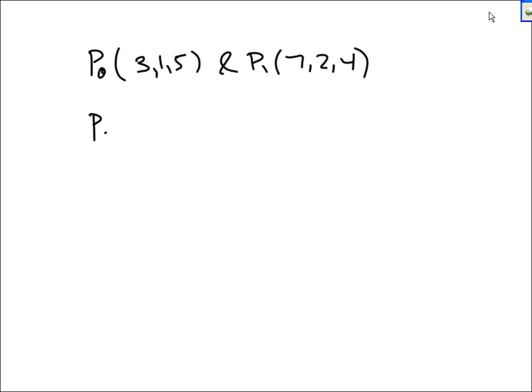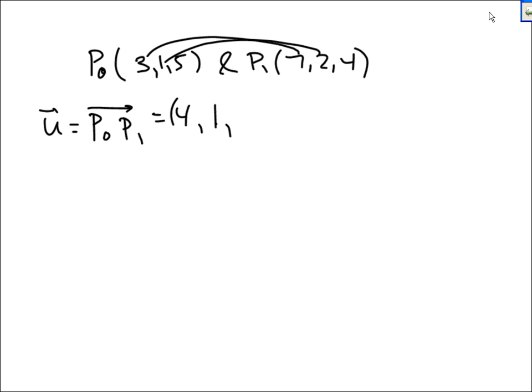So suppose you have these 2 points. Point P sub 0, which is (3, 1, 5), and you also have point P1, which is (7, 2, 4). And you want to find the equation of this line. So first you have to find P0P1, which I'll call U. 7 minus 3 is 4. 2 minus 1 is 1. 4 minus 5 is negative 1.